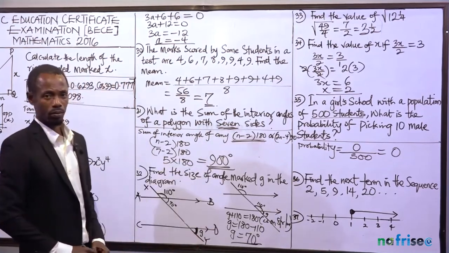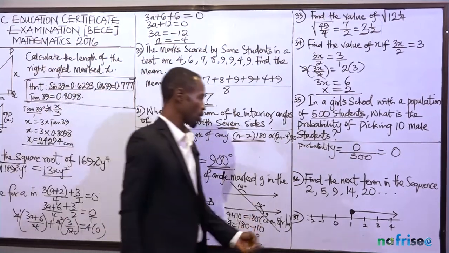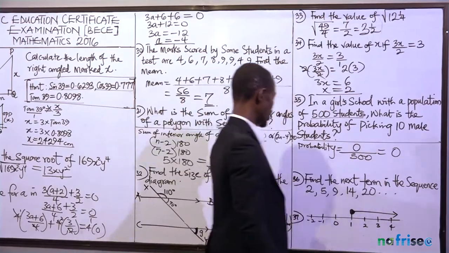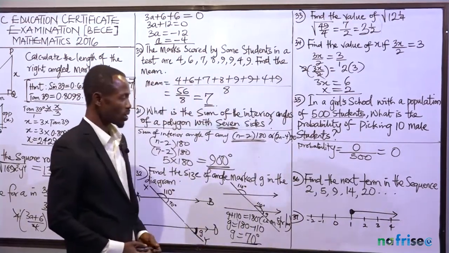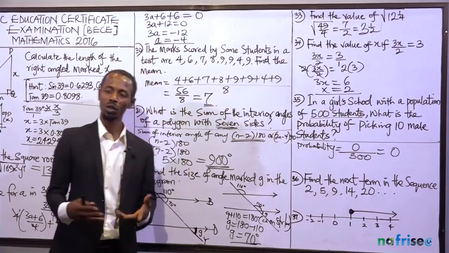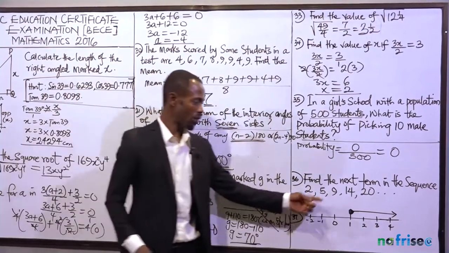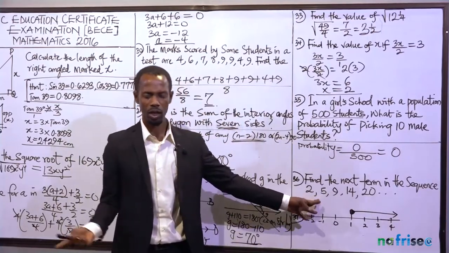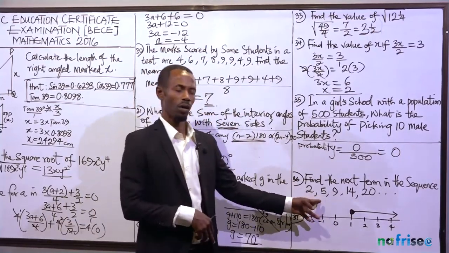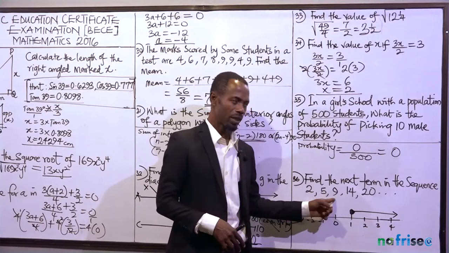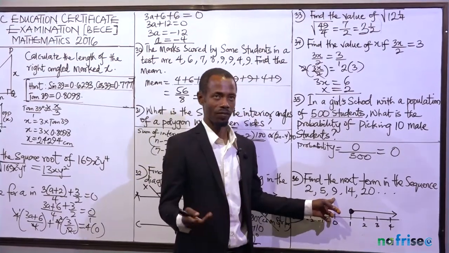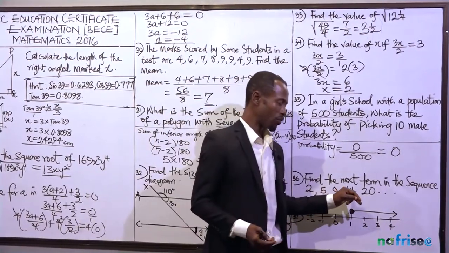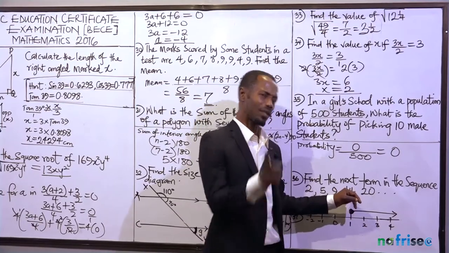All right, 36. Find the next term in the sequence. Now you see, when they give you a sequence, you try to see what is the relationship between these numbers. Now you have 2, 5, 9, 14, 20. What's happening? How did 2 become 5? Let's assume they added 3. How did 5 become 9? They added 4. They added 3, they added 4. How did 9 become 14? They added 5. That means they will add 6 in the next one.